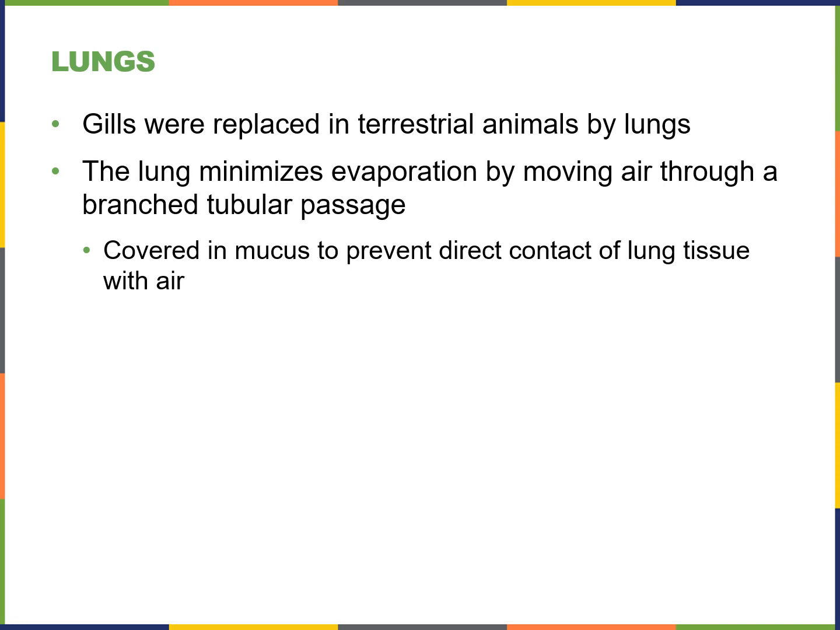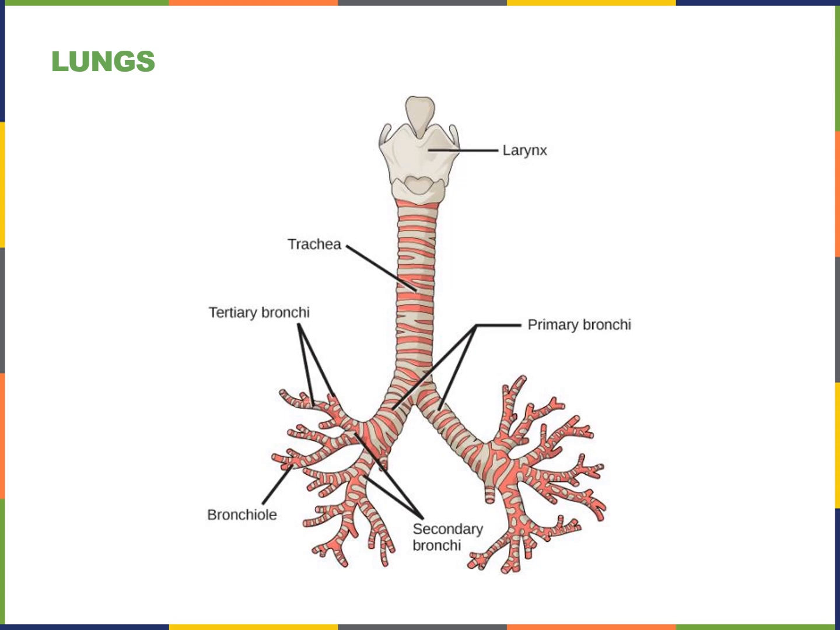And lungs help minimize evaporation by moving air through a branched tubular passage. This tubular passage is covered in mucus, and that prevents direct contact of lung tissue with air. There are also certain things like cilia that help move that mucus along. You can see here what our lung structure looks like. It's kind of like an upside down tree.